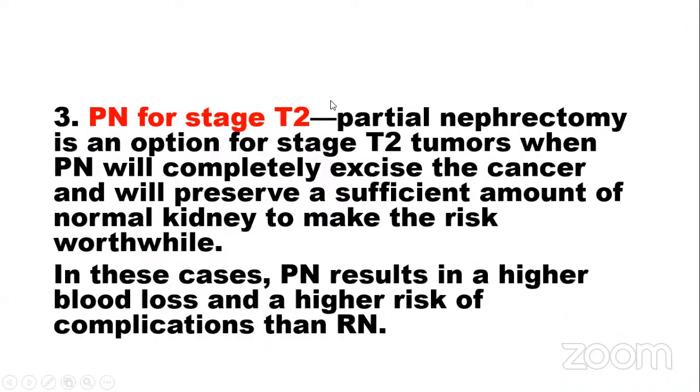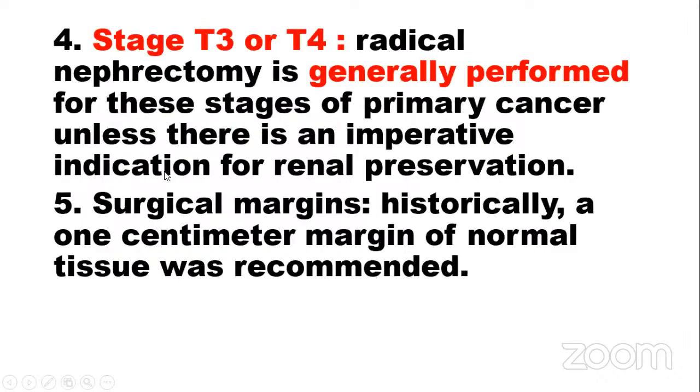Partial nephrectomy for T2: partial nephrectomy is an option for stage T2 tumor when the partial nephrectomy completely excises the cancer and will preserve a sufficient amount of normal kidney to make the risk worthwhile, if the tumor is less than 7 cm. In this case, partial nephrectomy results in higher blood loss and higher risk of complications than radical nephrectomy. Stage T3 and T4: radical nephrectomy is generally performed for those stages of primary cancer unless there is an imperative indication for renal preservation.